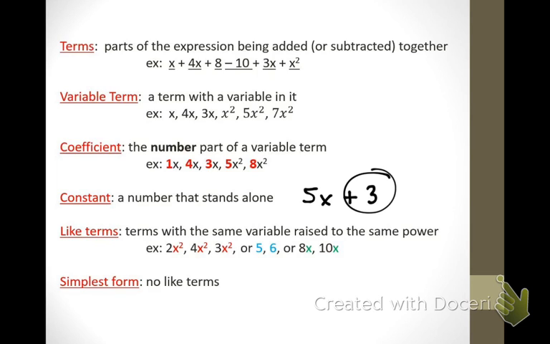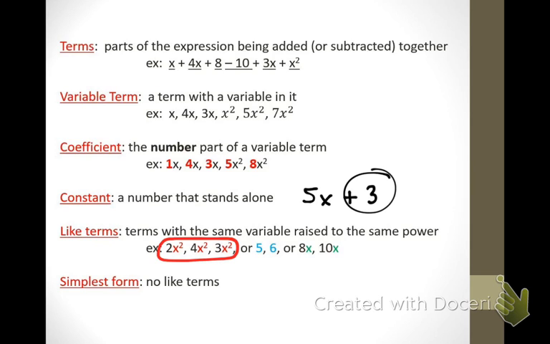Next up, like terms. These are terms with the same variable that is raised to the same power. Now remember, a power is when it has an exponent or a little number there that's attached. I want you to pull out your red pen. We're going to just go ahead now and we are going to circle the first 3 terms that we see here.